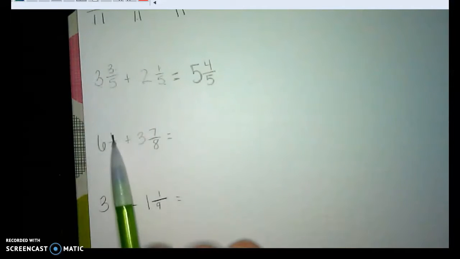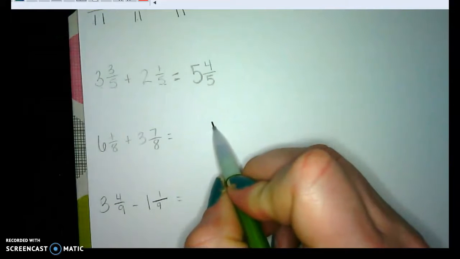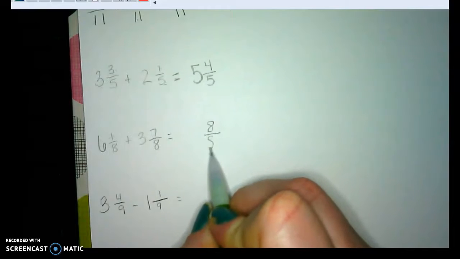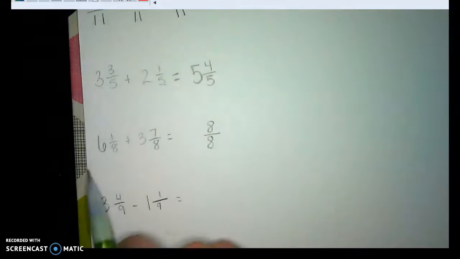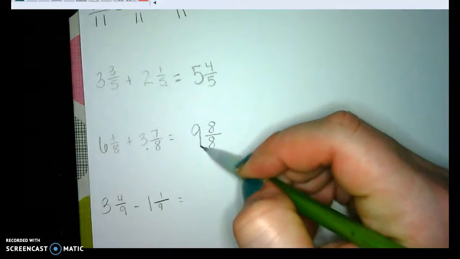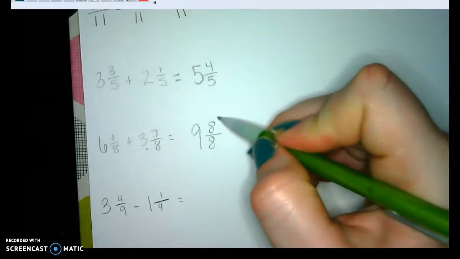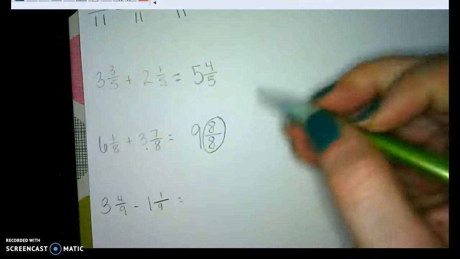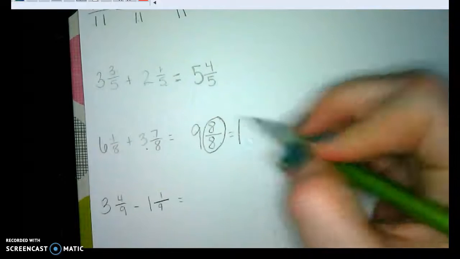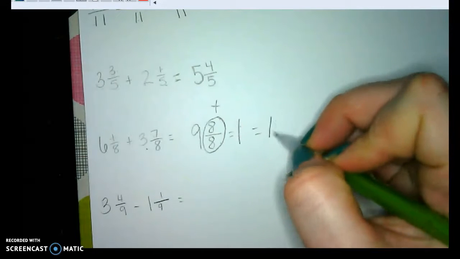So add the top numbers, 7 plus 1, which is 8. My denominator stays the same. All right, 6 plus 3, I need to add my whole numbers now. All right, the problem is we cannot leave it because this is not a fraction. So 8 over 8 is actually equal to 1 whole. So I need to add 9 plus 1 whole, which will give me the answer 10.